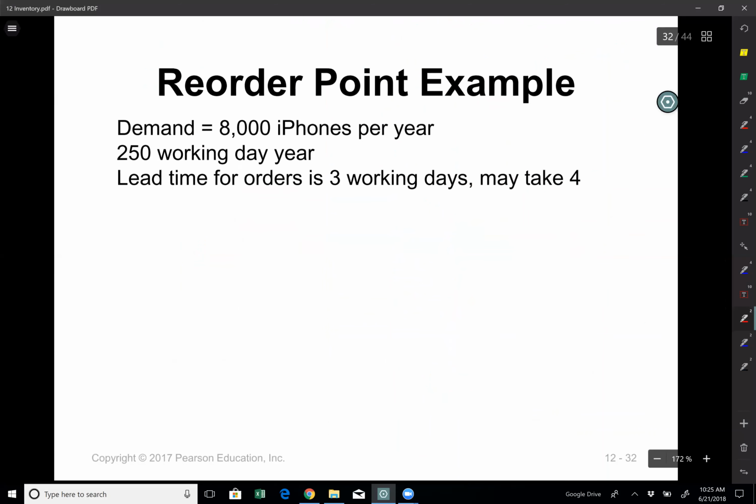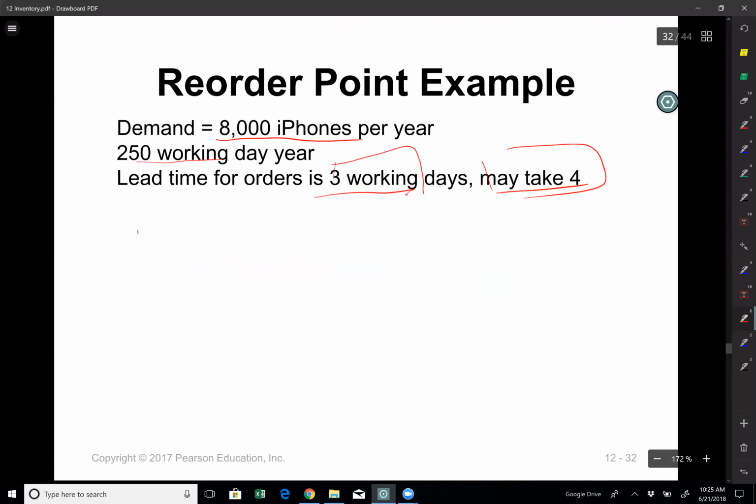All right, so reorder point example. So let's take a look at this example. Imagine that I have the annual demand of 8,000 iPhones, and I have 250 working days here. The lead time is 3 days, may take 4 days. So I would like to calculate my reorder point for both scenarios, all right?